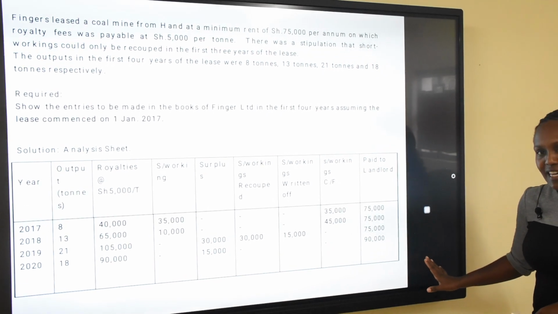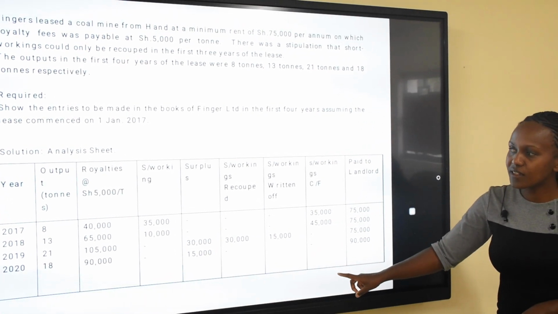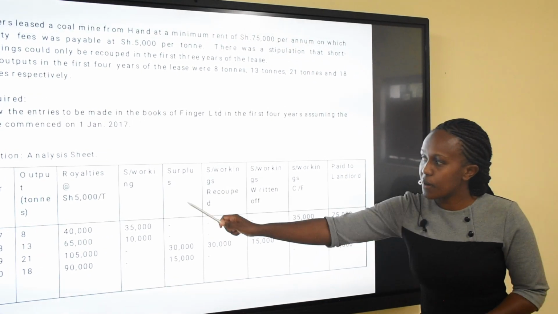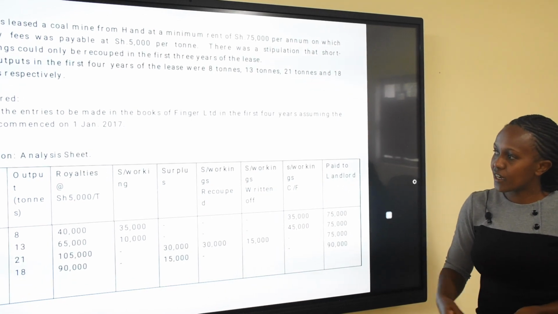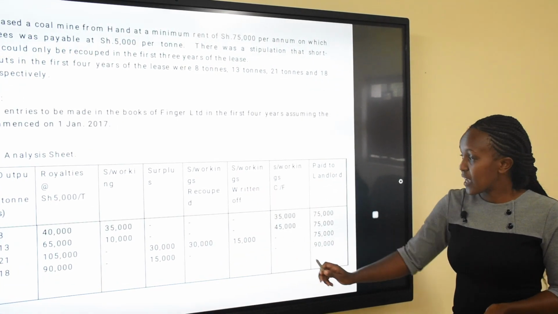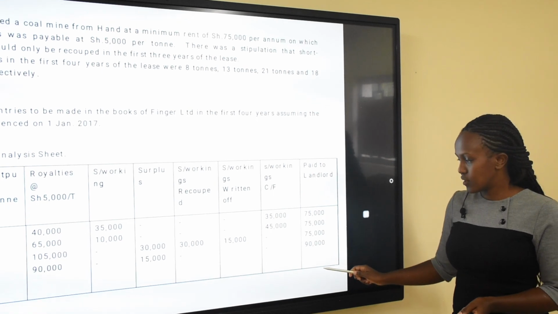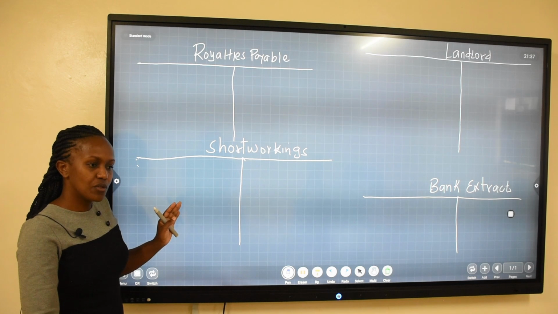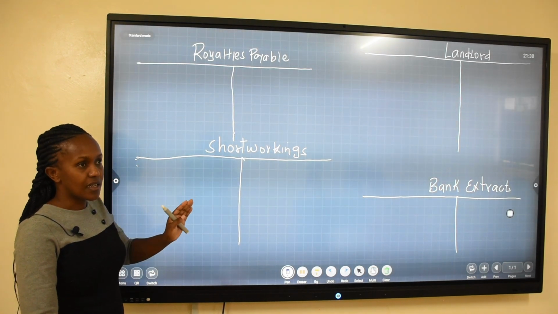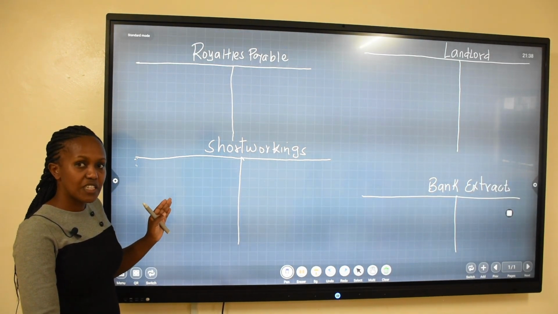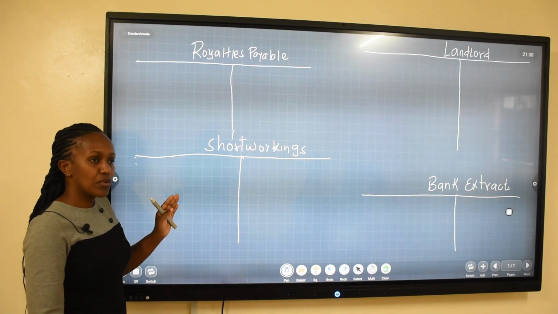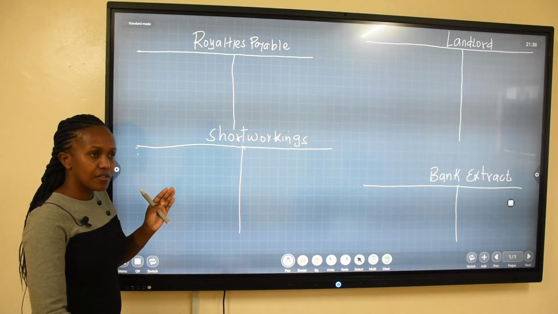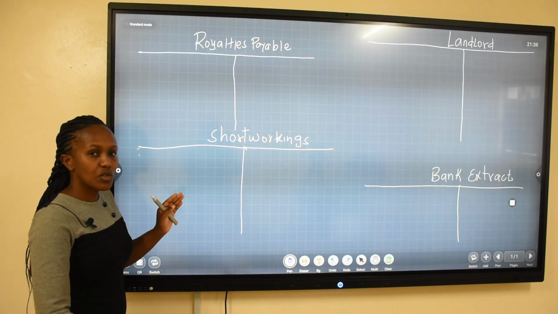And now it does not end here. We have to prepare this in the form of accounts. So we are going to prepare an account for the royalty payable. We are going to prepare another account for the short working. And we are going to prepare another account for the landlord. Now I have to switch from here. From the analysis sheet, we are going to draw these accounts in the books of the tenant. So these are the books that are prepared by the tenant. In a future lesson, we are going to look at the books of the landlord.